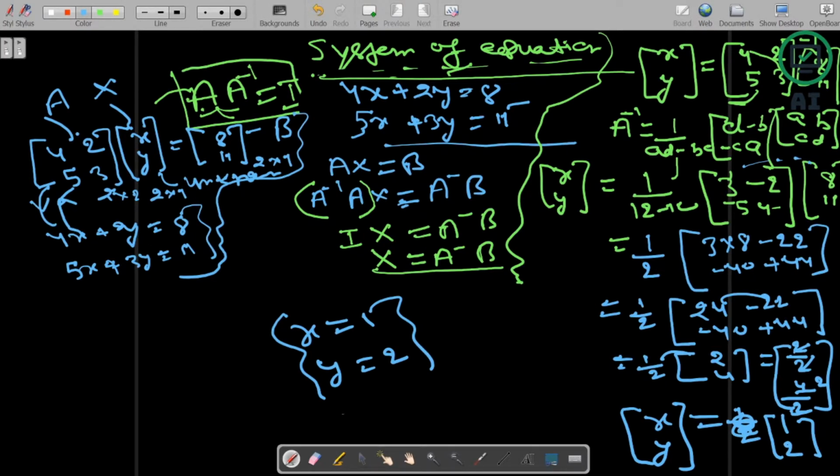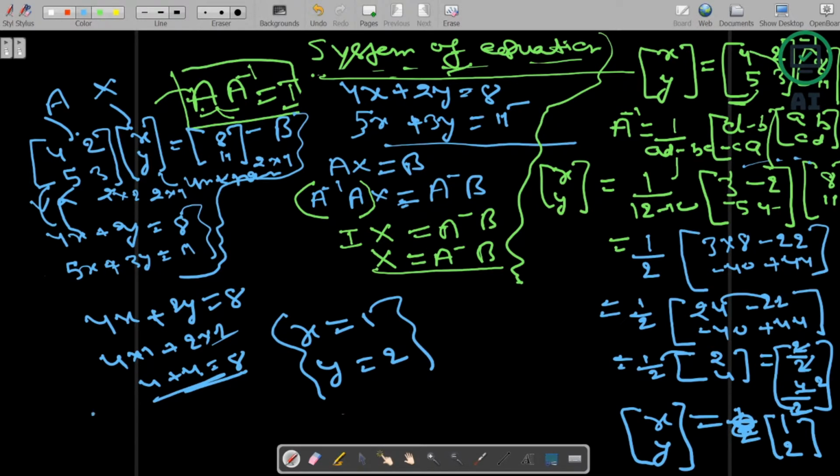If you put this value here, the first equation is 4x plus 2y equal to 8. X is 1, so 4 plus 2 cross 2, 4 plus 4 equal to 8. So we got 8 there. Then the second is 5x plus 3y equal to 11: 5 cross 1 plus 3 cross 2, so 5 plus 6 equal to 11. So we proved that x equal to 1 and y equal to 2 is the solution for this particular equation.